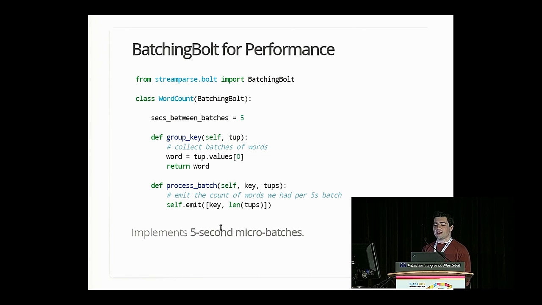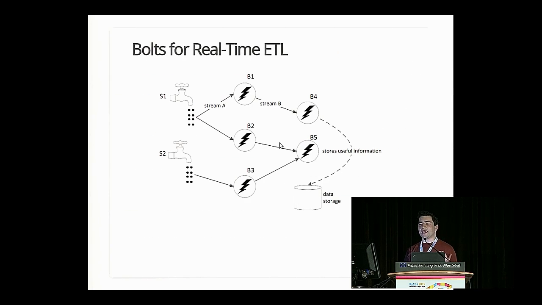Another cool thing we implemented in streamparse is that we actually have a BatchingBolt for performance. The BatchingBolt has a background thread that will batch your tuples together in whatever number of seconds you specify. And this can dramatically improve performance, especially for things like ETL use cases, where, for example, you're writing to Cassandra, Elasticsearch, or some other database in a batched way. It tends to be faster.